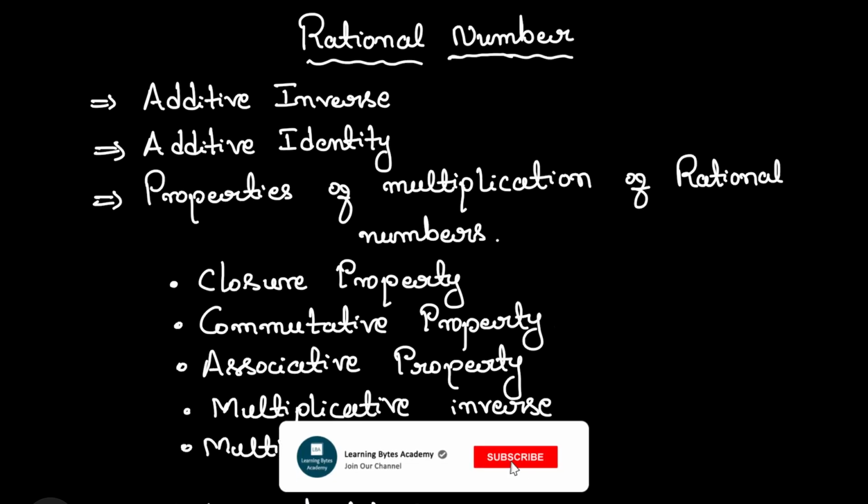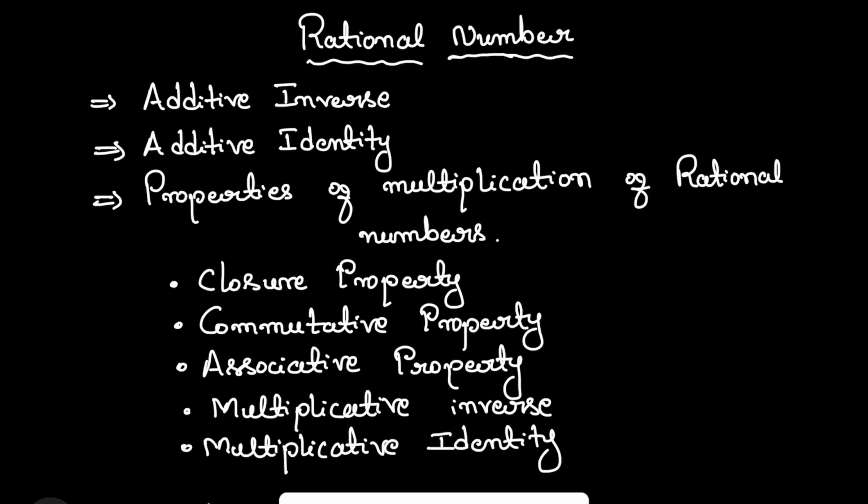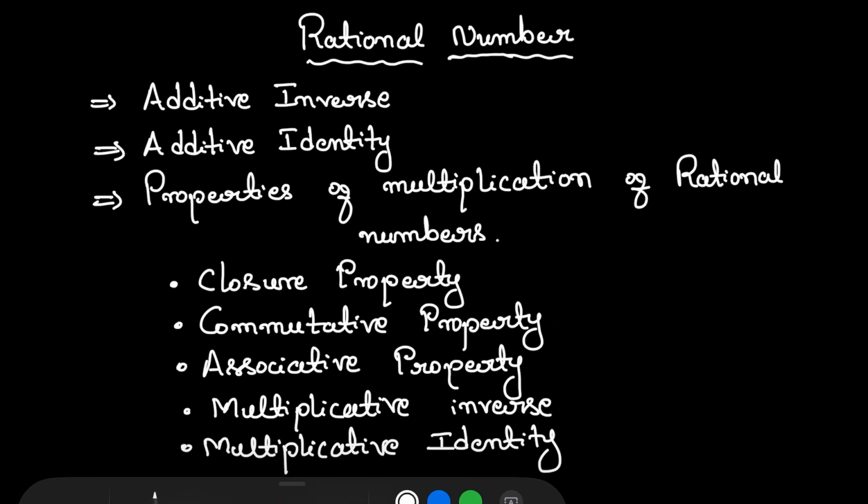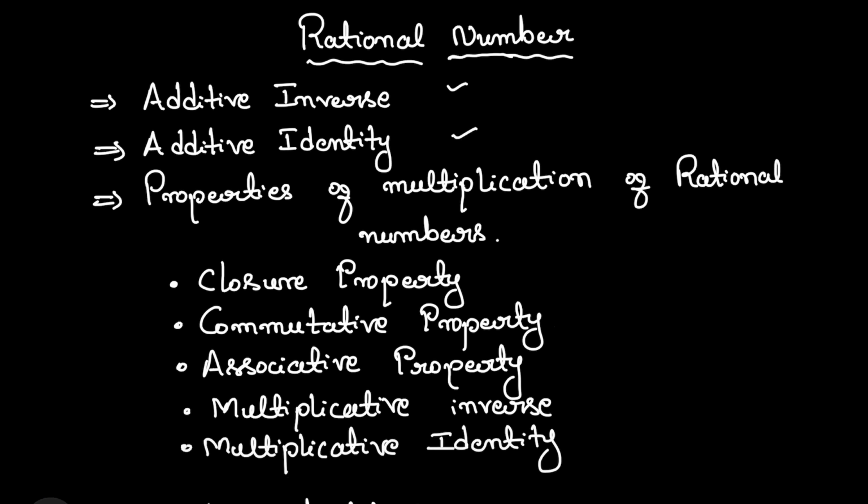Last video we discussed rational numbers and their properties. In this video we will discuss the additive inverse, additive identity, and the properties of multiplication of rational numbers: the closure property, commutative property, associative property, multiplicative inverse, and multiplicative identity. Let's see them one by one.